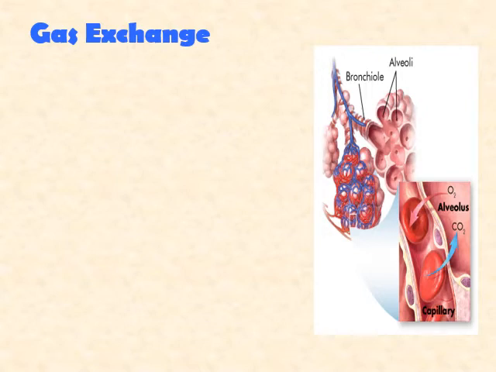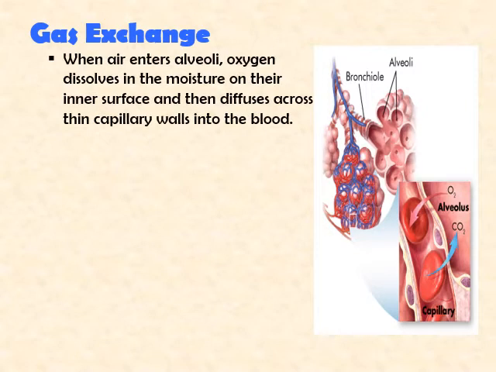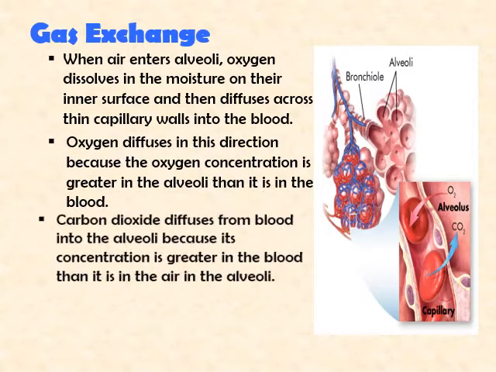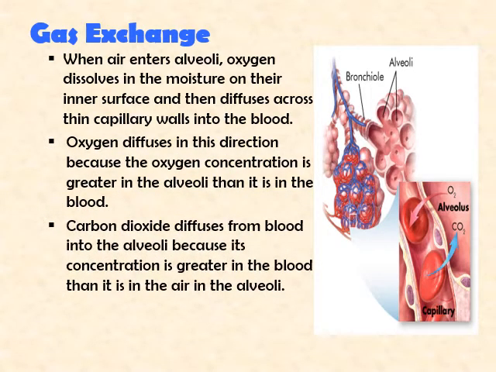Gas exchange. When air enters alveoli, oxygen dissolves in the moisture on their inner surface and then diffuses across thin capillary walls into the blood. Oxygen diffuses in this direction because the oxygen concentration is greater in the alveoli than it is in the blood. Carbon dioxide diffuses from the blood into the alveoli because its concentration is greater in the blood than it is in the air in the alveoli.